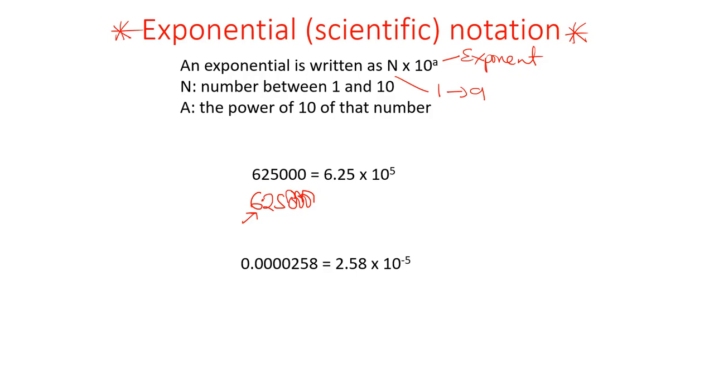Yeah, it's just messing me up. To here. It moved to here. So if you look at how many times the point has moved, the point has moved 1, 2, 3, 4, 5 times. So I'll say my number is 6.25000 times 10. And since the point has moved to the left 5 times, I'll have a 5 here.